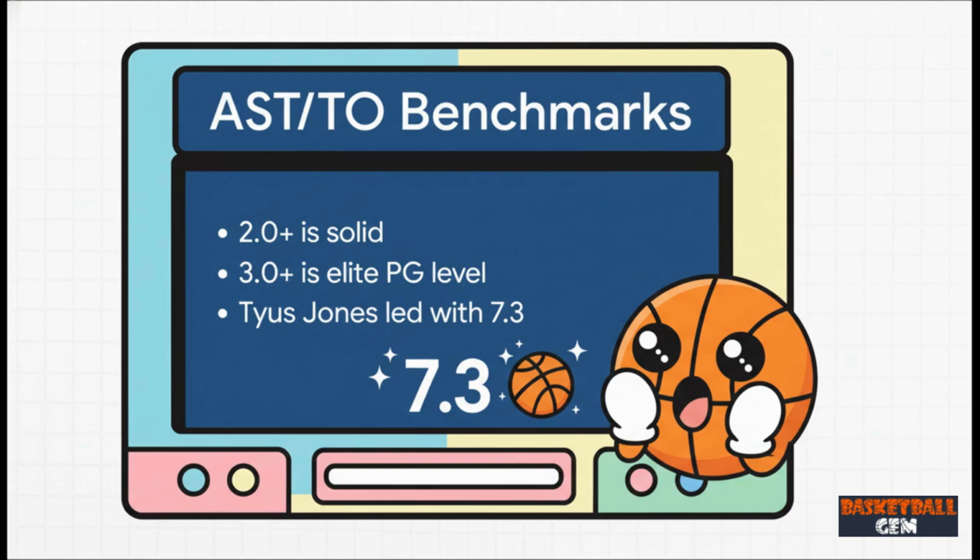Let's put that formula into perspective. A ratio of 2.0? That's solid. A 3.0 is the elite point guard standard. But get this, Washington's Tyus Jones led the 23-24 season with a staggering 7.3. Let that sink in. For every 7 spectacular setups Jones provides his team, he barely makes a single mistake. That level of ball security is literally off the charts.